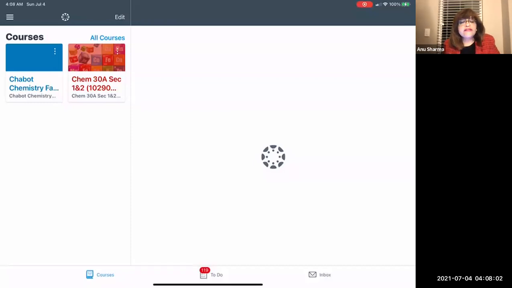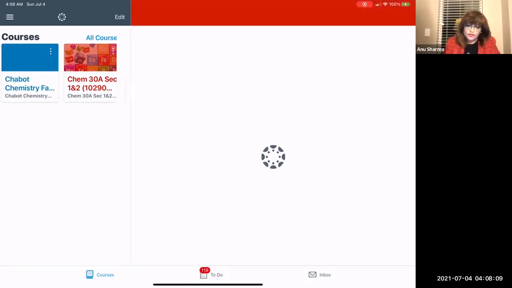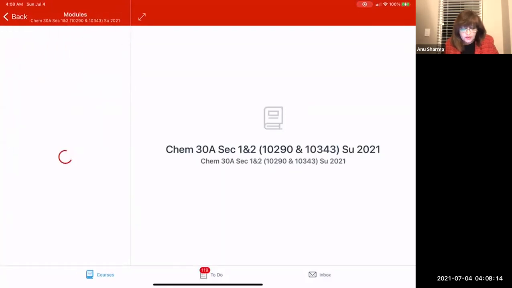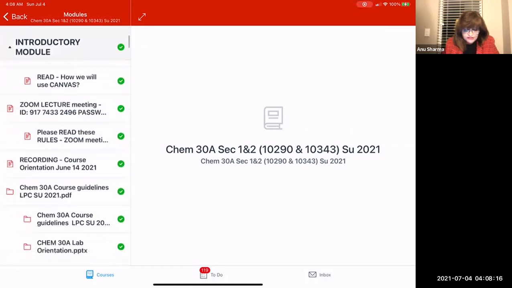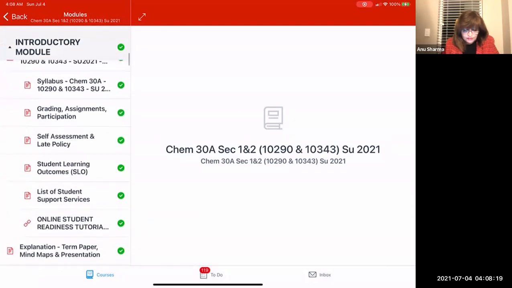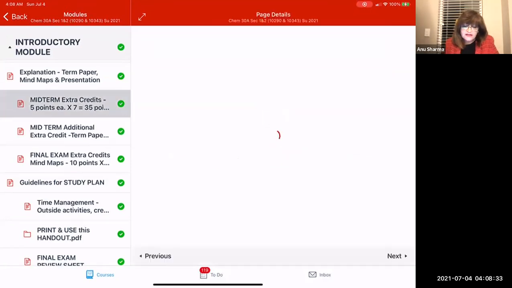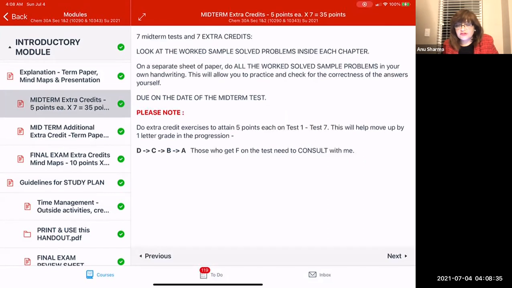So the detailed explanation of the extra credits is in the Canvas. You go to your course, you go to the introductory module, and in the introductory modules, you will see these pages that explain to you the specifics. So I'm just going to give you a broad overview of what these extra credits are and how they look like. So here you see on the left-hand side is the explanation of the term paper, mind maps, and the presentations. Then let's talk about first the midterm extra credits.